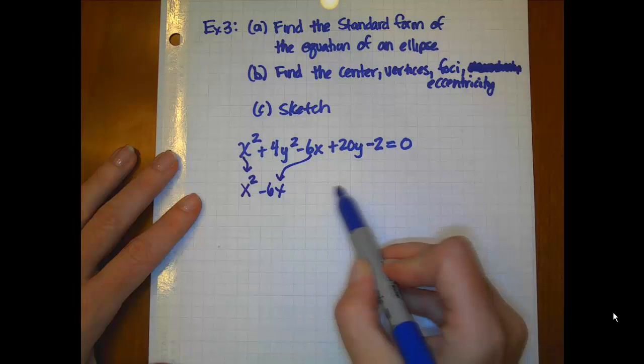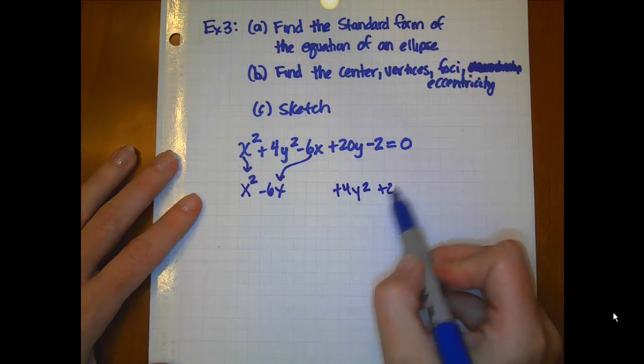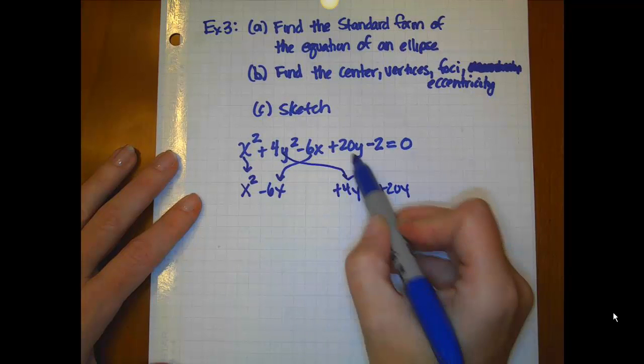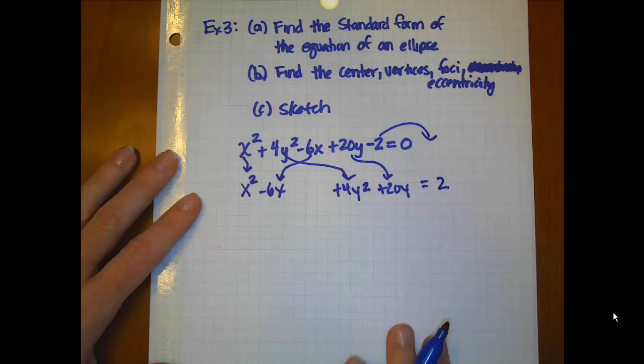Okay, I'm going to leave a little bit of a space. Then I'm going to write the 4y squared plus the 20y. Again, kind of putting things in the y family together. And then I'm going to bump the negative 2 to the other side.